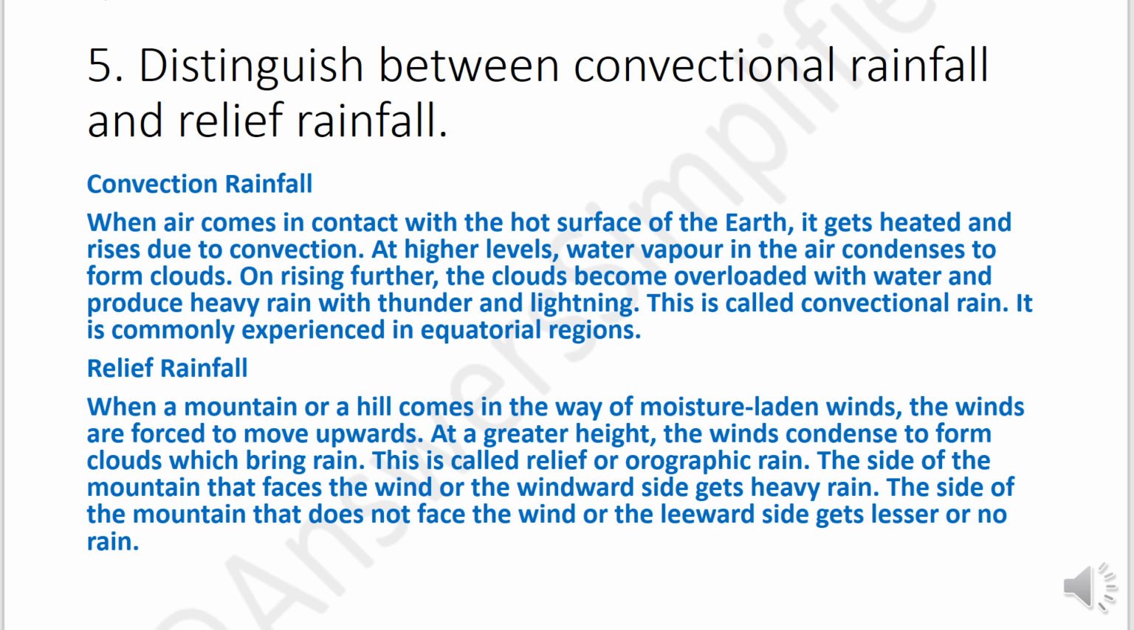Relief rainfall. When a mountain or a hill comes in the way of moisture laden winds, the winds are forced to move upwards. At a greater height, the winds condense to form clouds which bring rain. This is called relief or orographic rain. The side of the mountain that faces the wind or the windward side gets heavy rain. The side of the mountain that does not face the wind or the leeward side gets lesser or no rain.